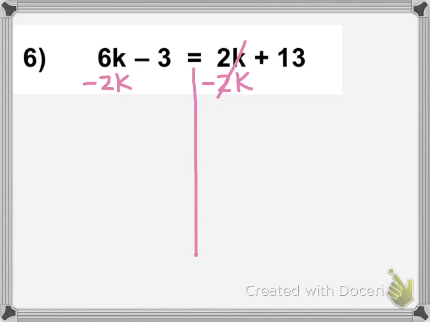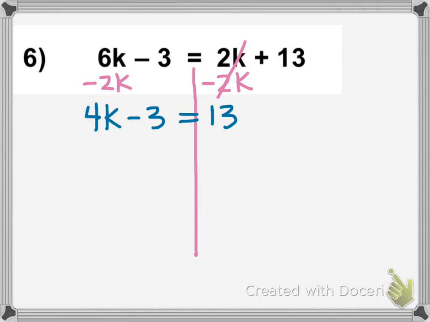So now let's simplify what we've got on each side. On the left, 6K minus 2K is 4K. We also have that minus 3, so we're going to bring it down. Bring down your equal sign, and then bring down the 13 on the right. Now this looks like a two-step equation, which by now we should be starting to get a little bit better with. So, since my variables are now on the left, I'm going to move my constants to the right.